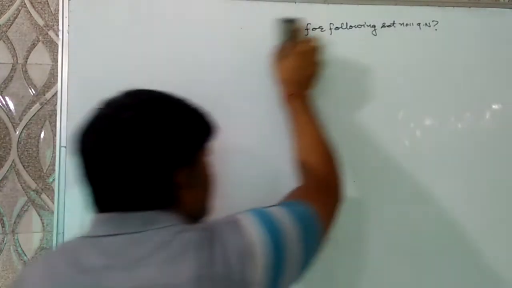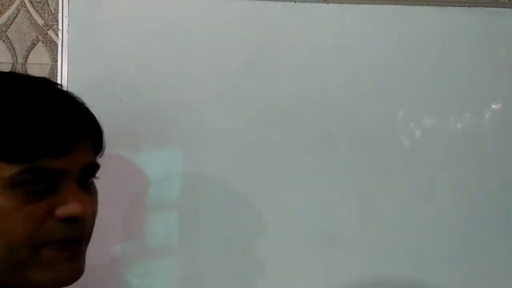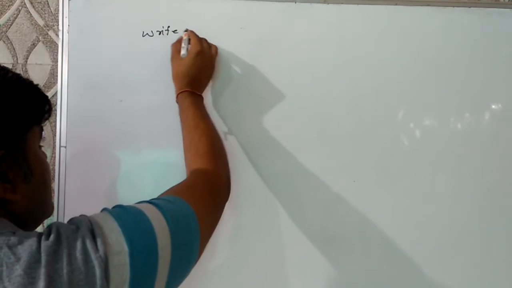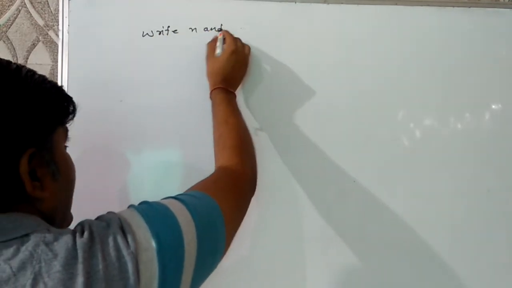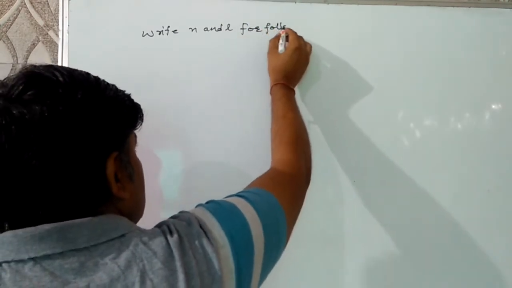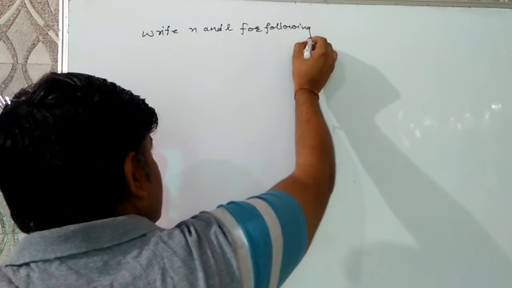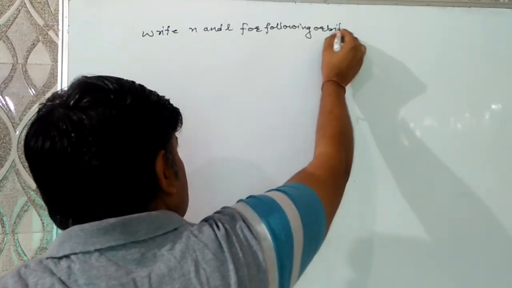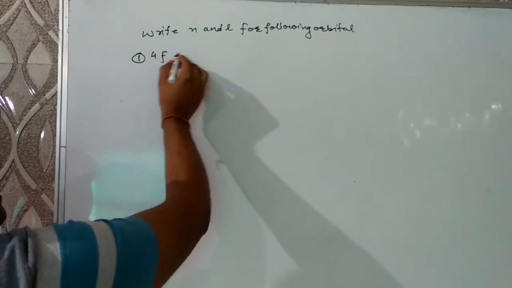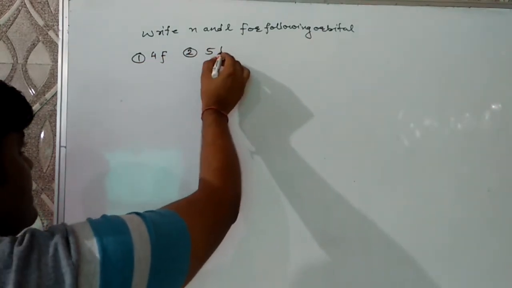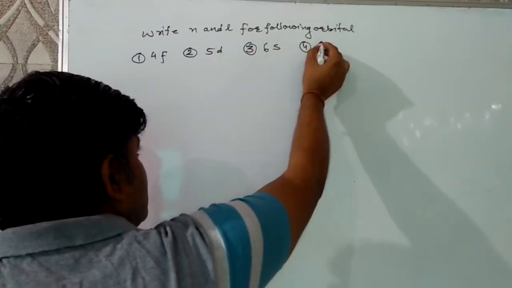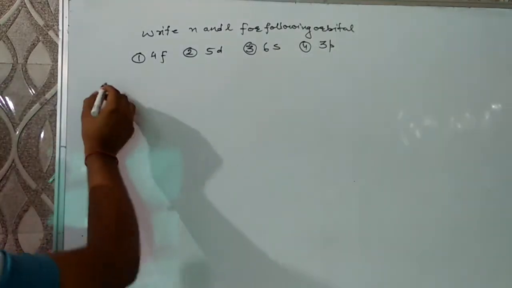Now, a question may be asked in another way also. Write down the principal and azimuthal quantum number for the following orbitals. The first one is 4f, next one is 5d, next one is 6s, and the last one is 3p.